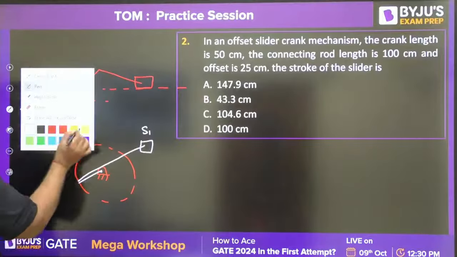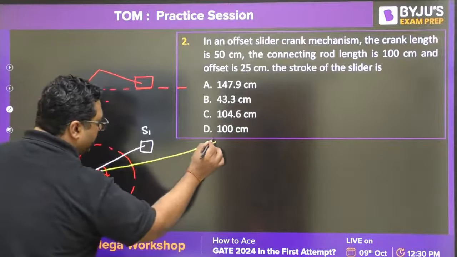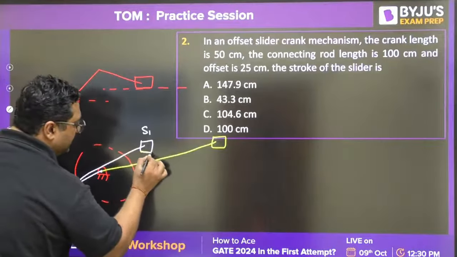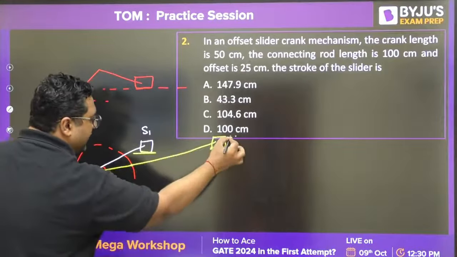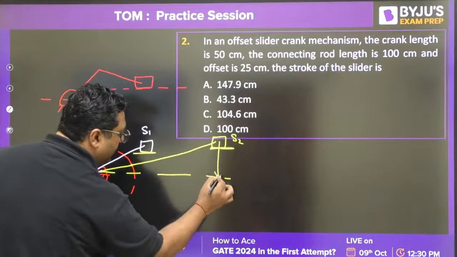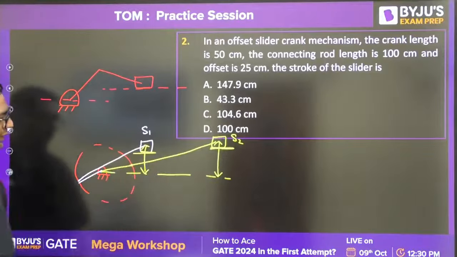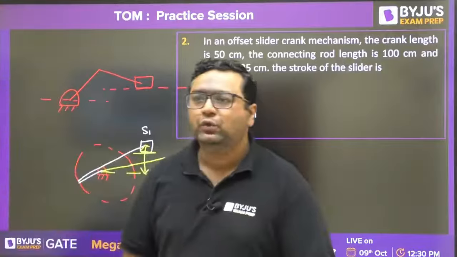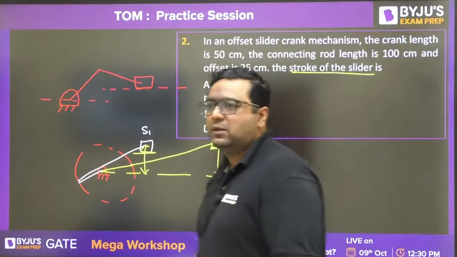Second condition I am showing with the yellow color. This will be the crank. This will be the connecting rod. This is the second position. So if you see this, this is S2. This is said to be the offset. This is said to be the offset. Okay. So this is said to be the offset, and what you need to find out is the stroke length of the slider.